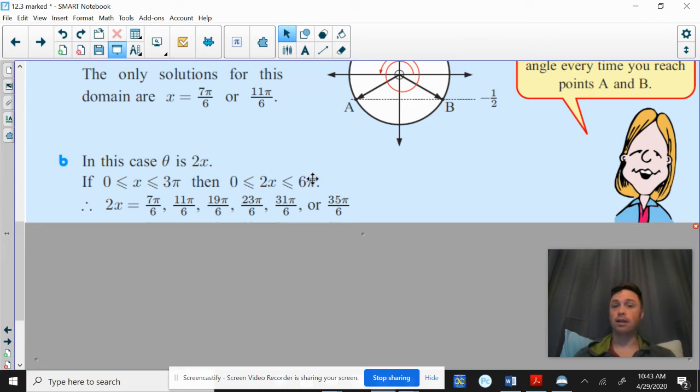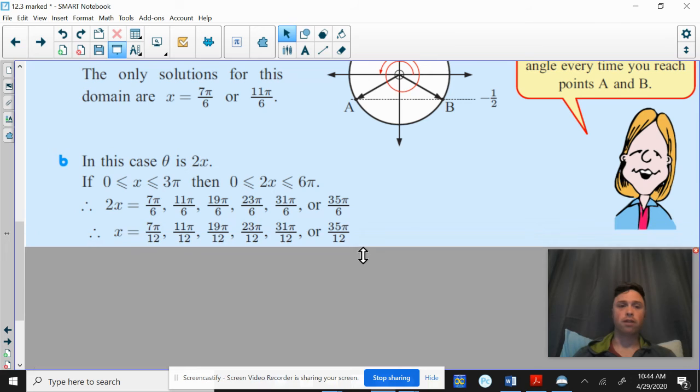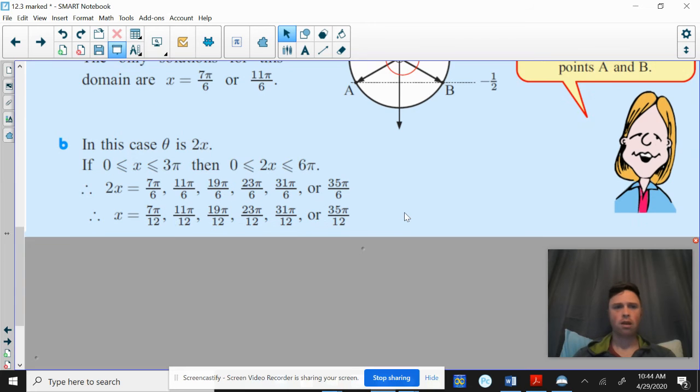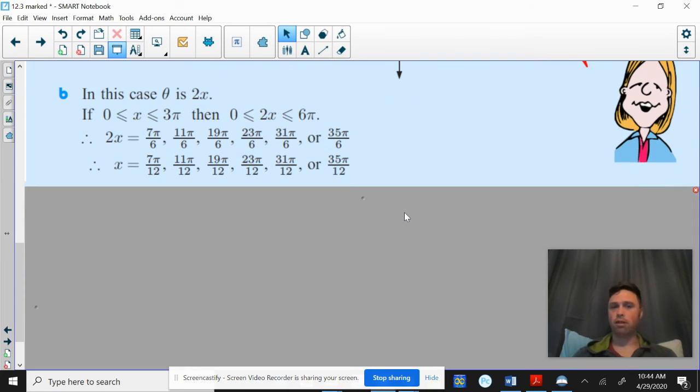I keep adding until I get to the 6 pi limit. Then I have to do one last step to finish isolating for the x, and that's just dividing everything by 2. If I divide everything by 2 to isolate the x here, then I get all of these six solutions right there. So that is the approach that we're going to take for these modified domains.